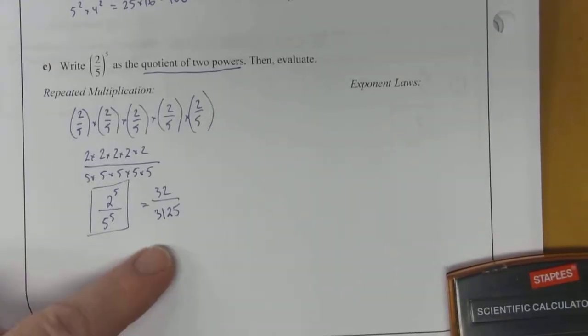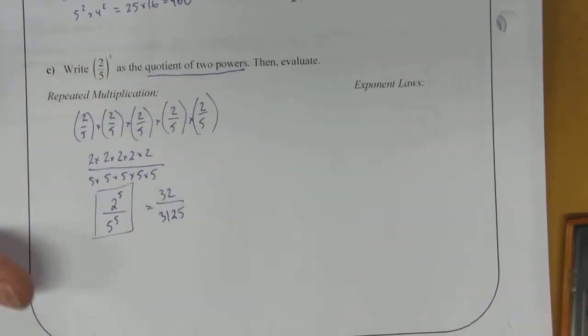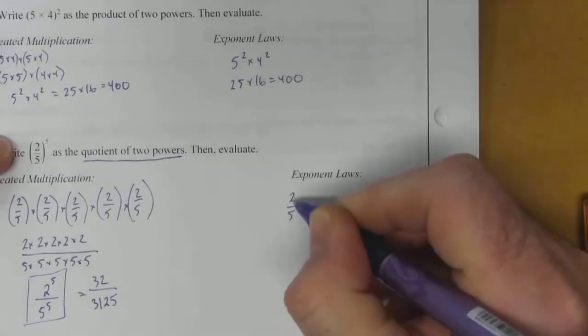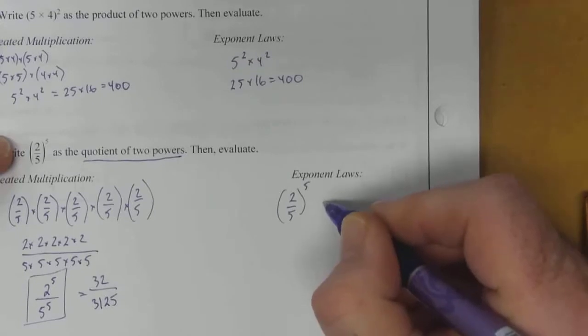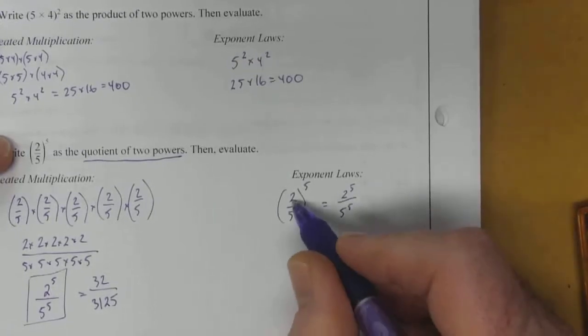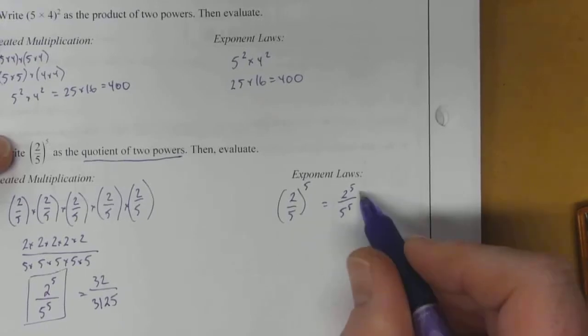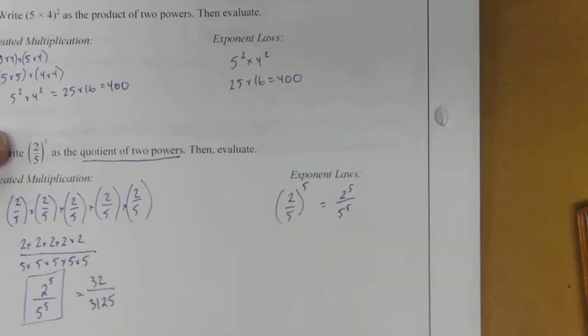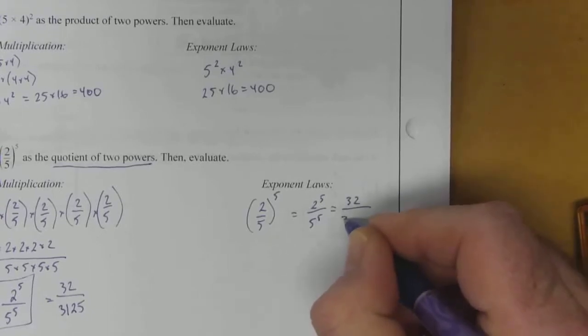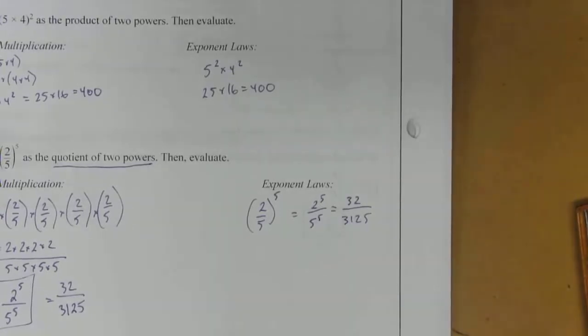So that's using repeated multiplication. There's a fair bit to write there. But using your laws, you can go from this straight to this. Your exponent gets applied to both the top and the bottom, just like that. And then, as we know, 2 to the 5th was 32, 5 to the 5th was 3125. And you can just use that as your answer.